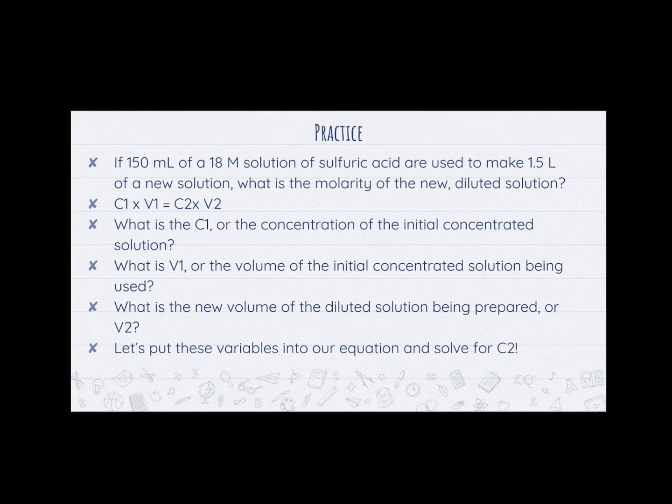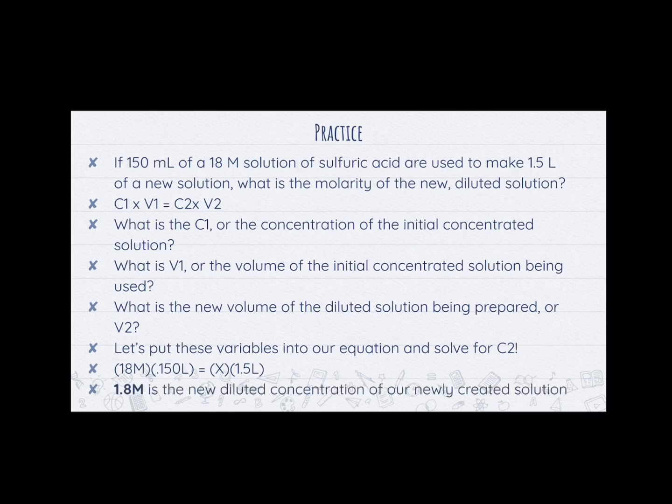C1 is going to be your first concentration, which is given to you. It's 18 molar. Volume 1 is also given to you. I would convert that to liters. So 150 milliliters is going to be 0.15 liters. I don't know C2. Volume 2 that we need is 1.5. So when I plug in all my numbers, it looks something like this. I just need to solve for X, and you should get 1.8 molar is your new concentration.